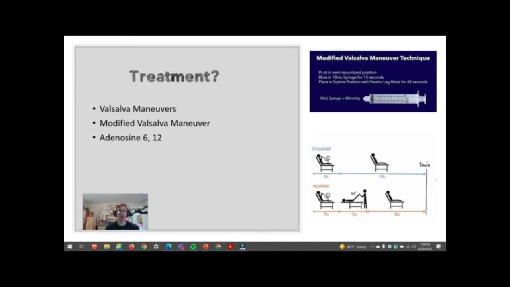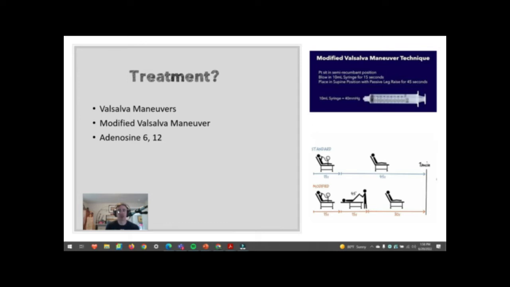How do we do the modified Valsalva maneuver? We've covered this before. I think it's especially useful. Should be our go-to on any patients that are compliant and willing to do so. With the modified Valsalva maneuver, we take a 10 cc syringe, leave the plunger in. I've heard people say take the plunger out. No, don't do that. Leave the plunger in. They're sitting semi-recumbent, so about 30 to 45 degrees. We have them try to blow that plunger out for as long as they can, 15 seconds or as long as they can.